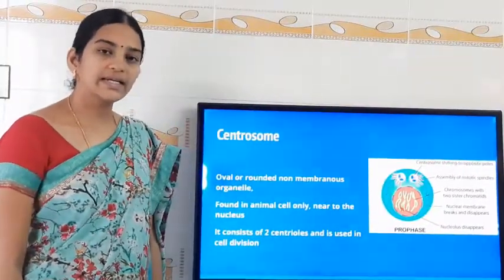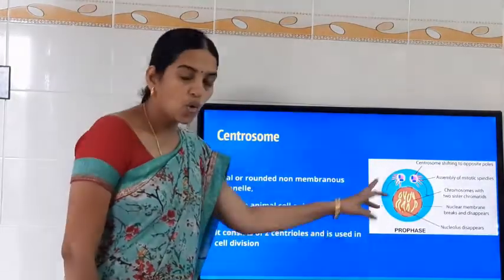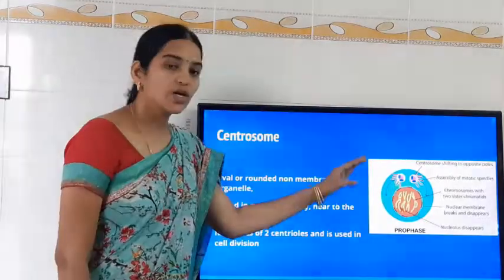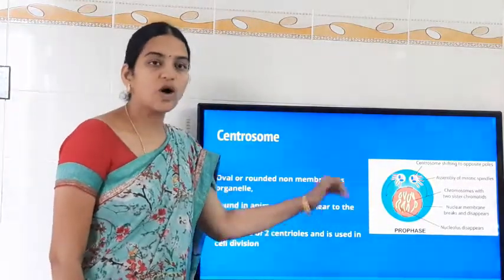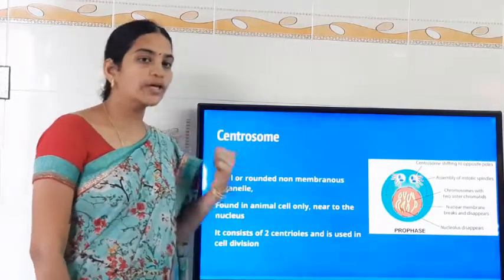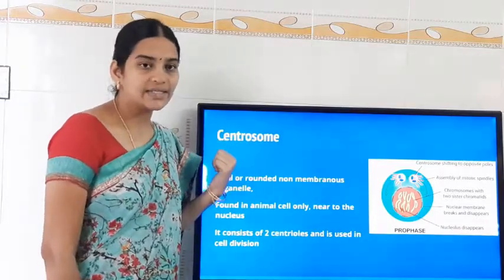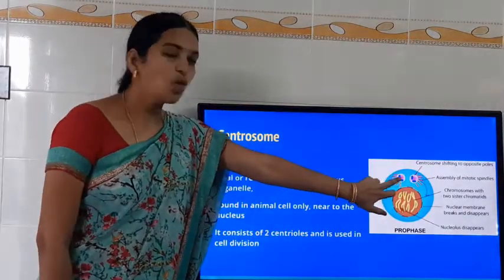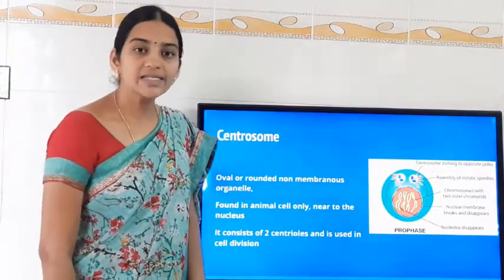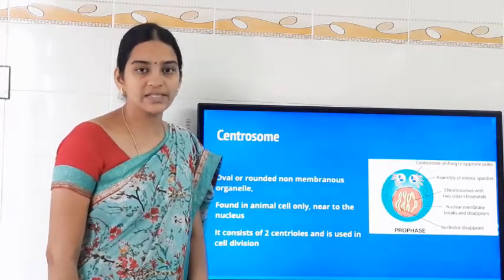The next organelle is the centrosome. The centrosome is an oval or round shaped organelle. It has no membrane. It is found near the nucleus in the cytoplasm. This organelle called the centrosome is present only in animal cells. In the centrosome, there are two minute granules called centrioles. And this centrosome helps in the cell division of animal cells.